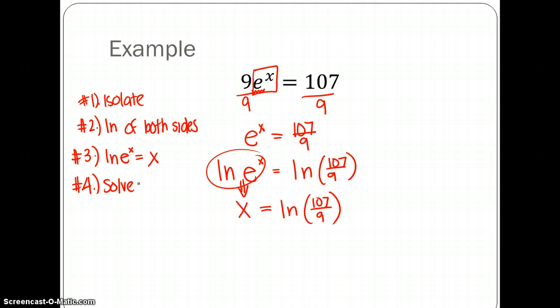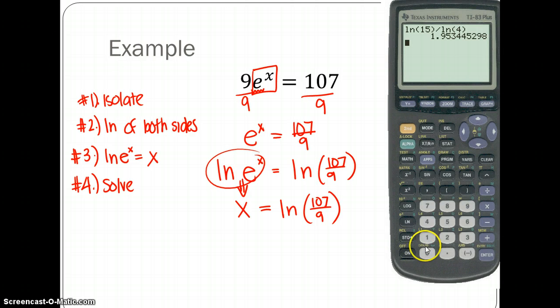So in this case, all we have to do is type that into our calculator, which I'll go ahead and do for you here. Natural log of 107 divided by 9. So x is about 2.4, and I'll round to hundredths, 2.48. So you're looking for not pretty answers, but natural log is going to lead you to the ability to find them.